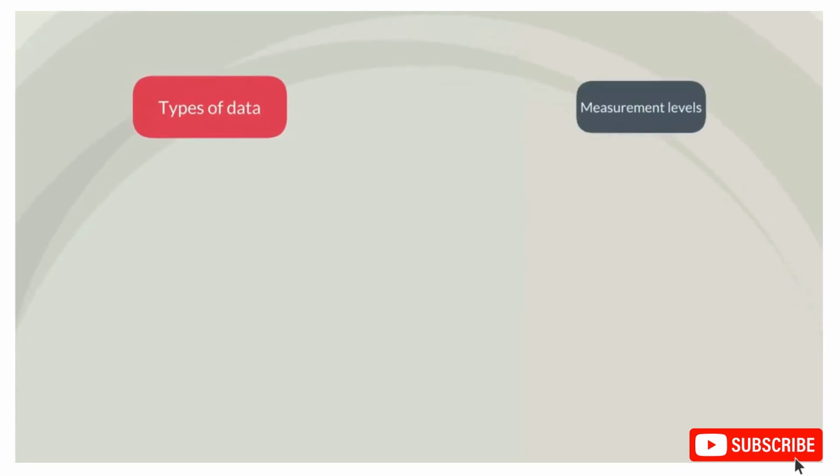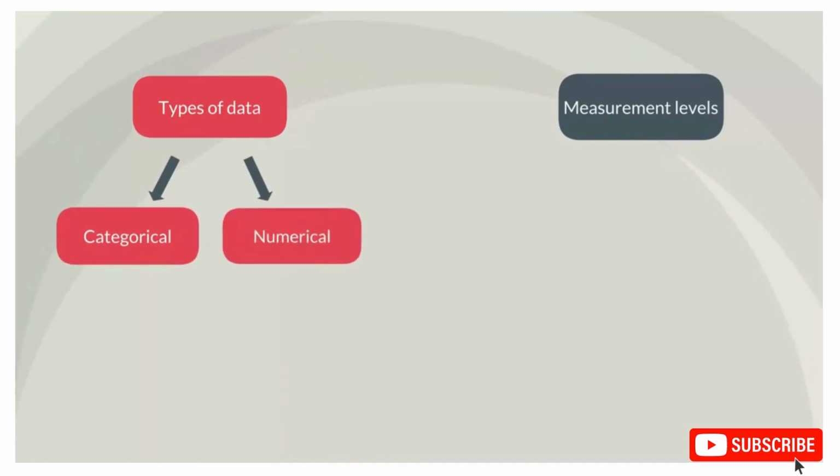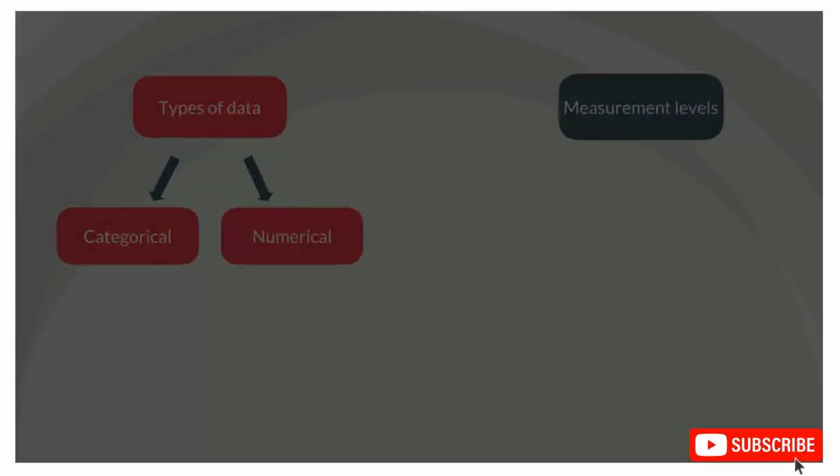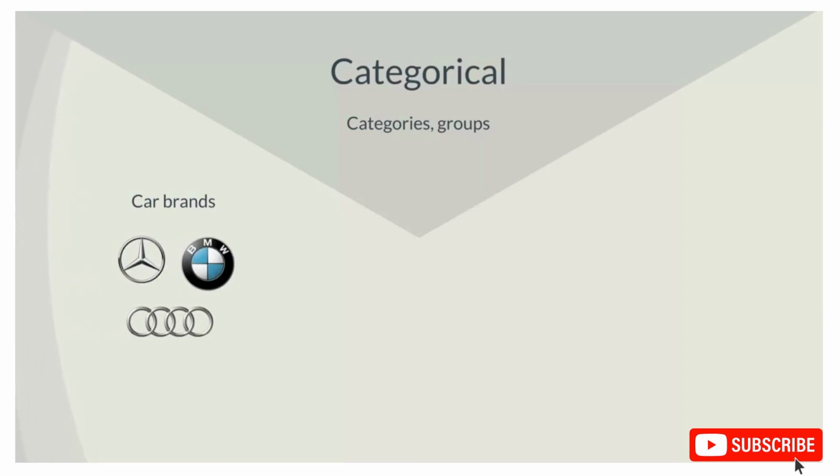We can classify data in two main ways, based on its type and on its measurement level. Let's start from the types of data we can have. There is categorical and numerical data. Categorical data describes categories or groups. One example is car brands like Mercedes, BMW, and Audi. They show different categories.